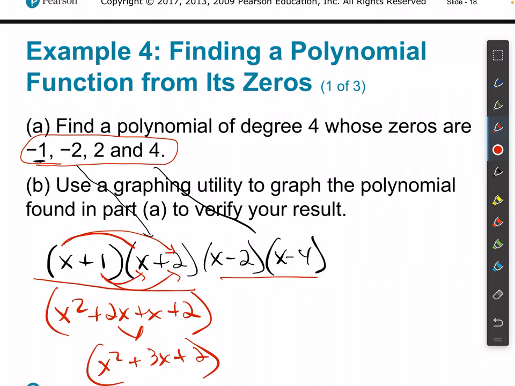Okay, now let's do this one. X times x is x squared. X times negative 4 is negative 4x. Negative 2 times x is negative 2x. And then plus 8. This can be simplified to x squared minus 6x plus 8.